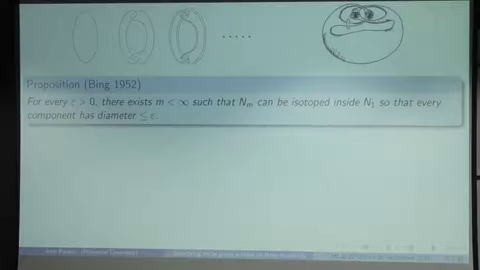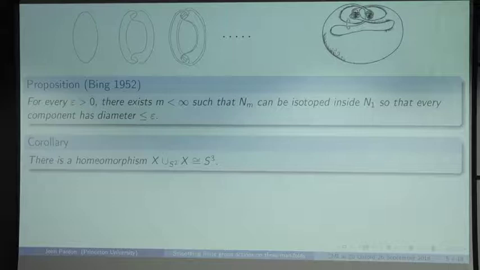Okay, and then by some general results also of Bing, that means that when you do this quotient, you actually don't change the homeomorphism type. Okay, so that's it. Why are you doubling the exterior?